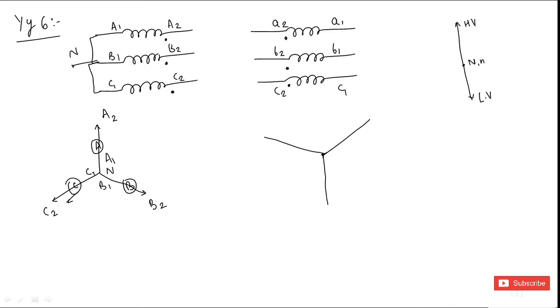So here now mark the orientation. This A1, A2 is something like this, A1, A2, and this one C1, C2, same orientation, and this is B2, B1, okay. So this is the neutral point. Now you can make the connection. This is C phase, this is A phase, and this is B phase. So at C phase, from where you will get output?